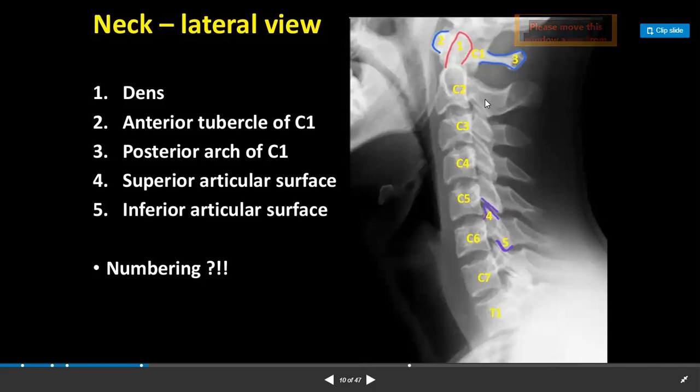This is the spinous process of second, third, fourth, fifth, sixth, and seventh. These are the bodies of the cervical vertebrae, C2, C3, C4, C5, C6, and C7, followed by T1. So between the bodies of the cervical vertebrae, we have intervertebral discs. And we know this is the intervertebral foramen where you are finding the nerves are shown, that is nothing but the cervical spinal nerves C1 to C8.